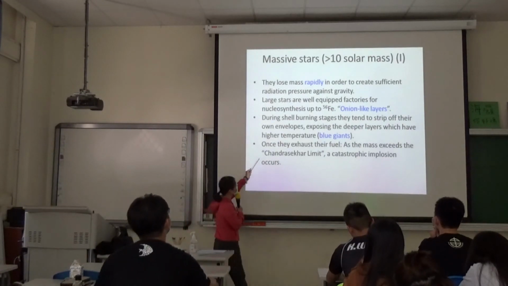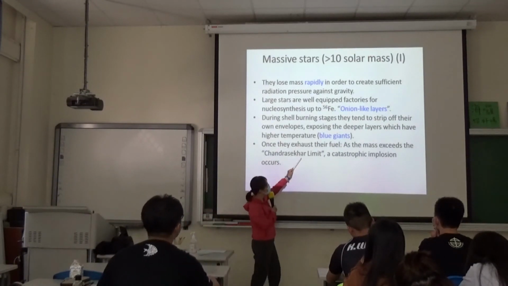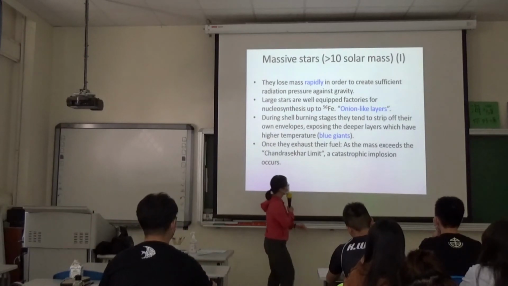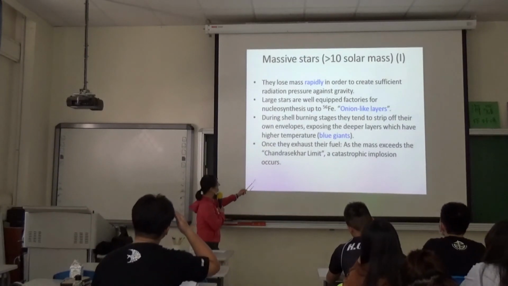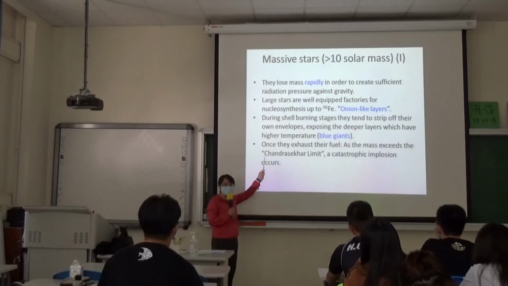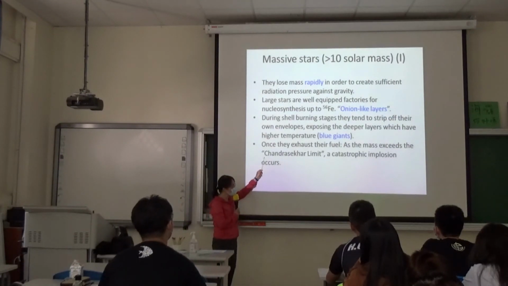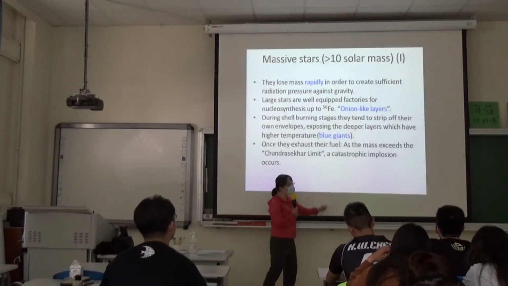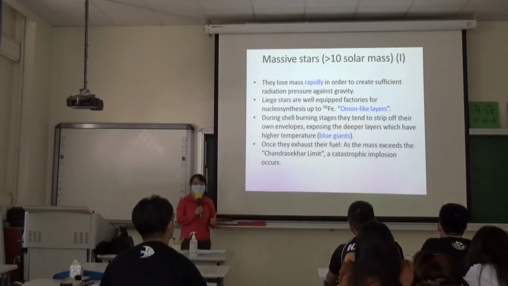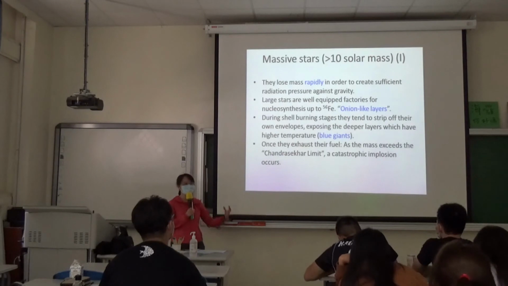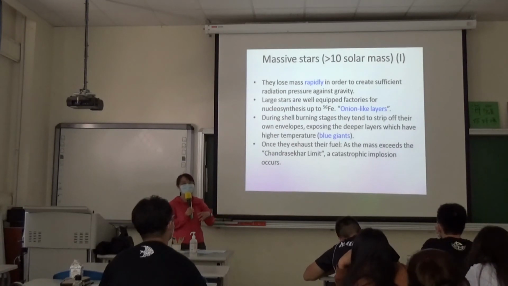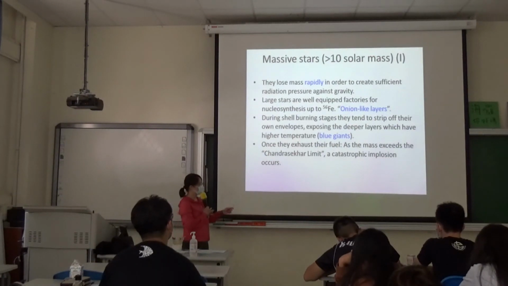And once they exhaust their fuel, as the mass exceeds the Chandrasekhar limit, which I talked about in previous slides, a catastrophic implosion occurs. The term implosion means explode inward, 内爆, okay? Not explosion. Explosion means push outward. So, implosion.